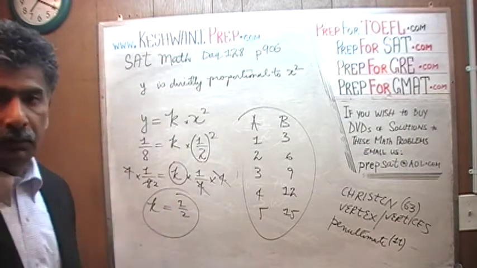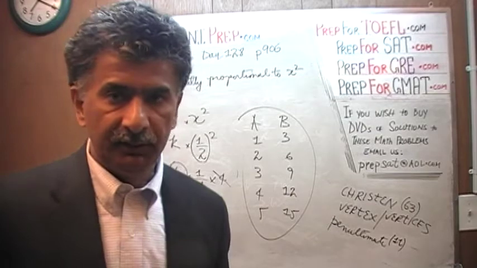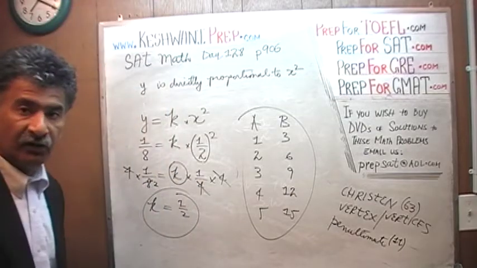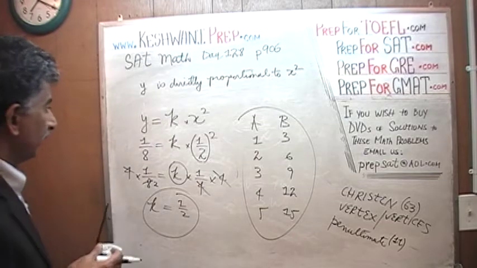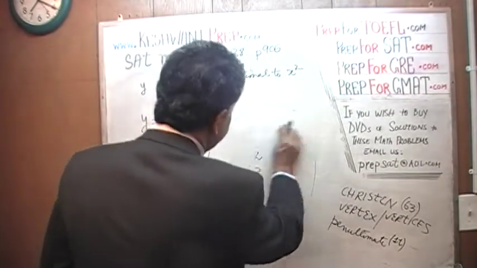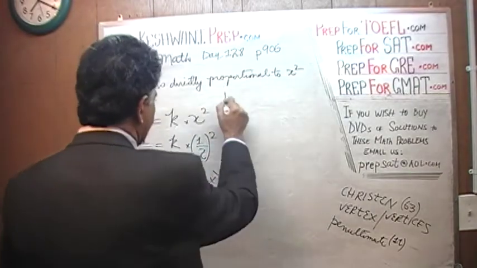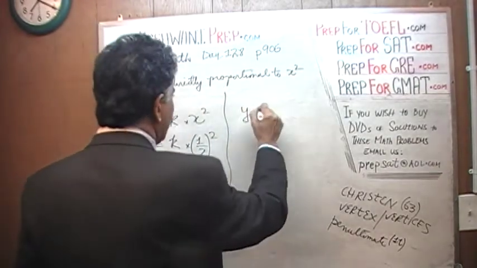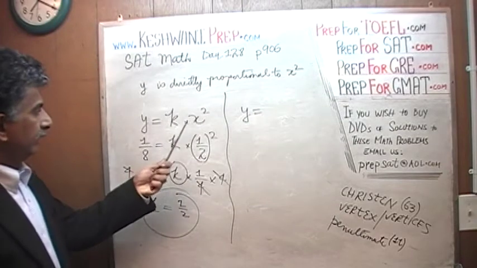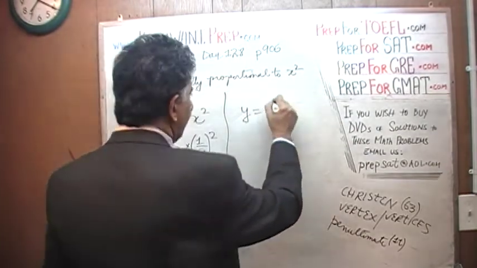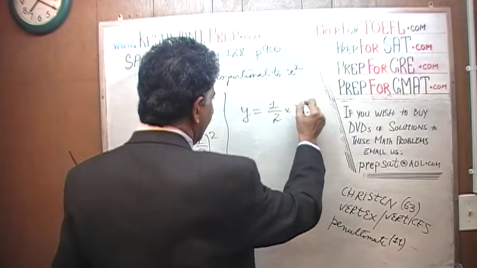Turns out that the proportionality constant in this case is 1/2. So now we have our equation. Our equation would be y equals k times x squared. k we know now is half, so it's half times x squared.